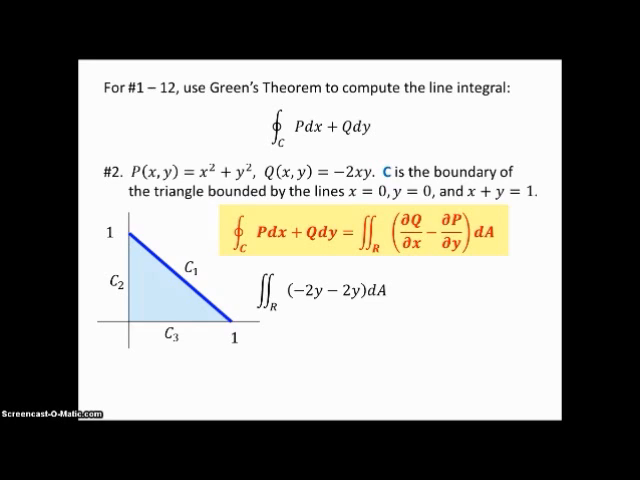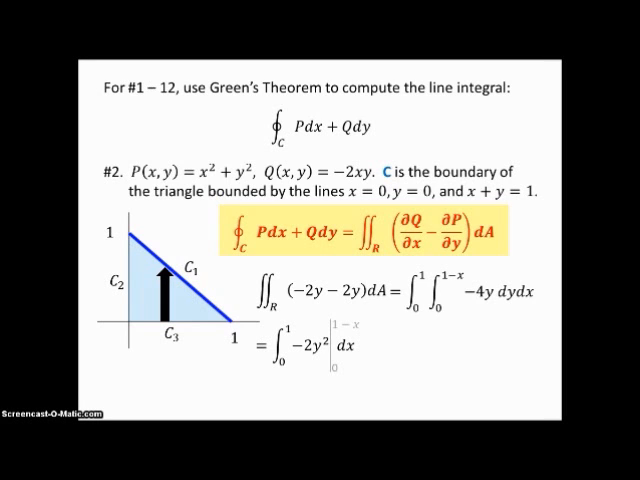Now, our region is both vertically simple and horizontally simple, so I just arbitrarily picked vertically simple to set up my iterated integral. So I'm going to integrate with respect to y first. y is going to go from 0 up to the curve C1, which, if you go back up to x plus y equals 1 and solve for y, you get 1 minus x. So y goes from 0 to 1 minus x, and then x goes from 0 to 1.